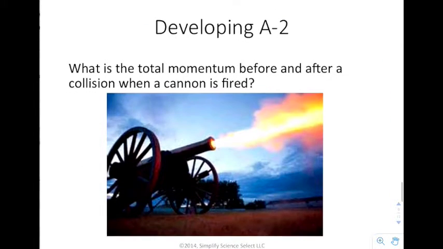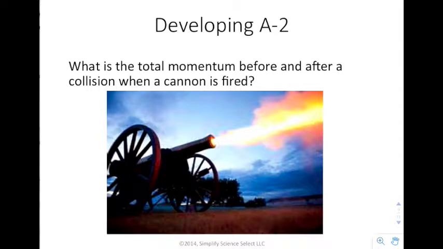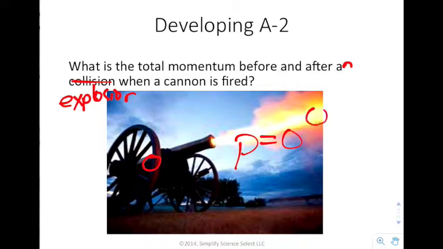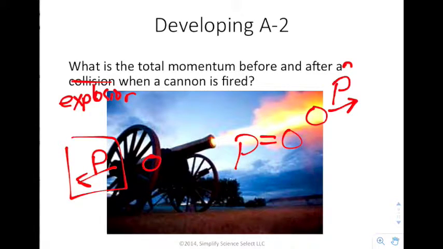So it says, what is the total momentum before and after a collision? It's actually an explosion when a cannon is fired. So whenever you see this right here, before a cannon is fired, it has a total momentum of 0. And the reason for that is the cannonball is actually at rest in the cannon, and the cannon's not moving. Now, whenever the cannonball is fired, you're giving it a positive velocity or a positive momentum, but the cannon actually moves backwards, and so it has a negative momentum. If you were to take these two momentums and combine them, the law of conservation of momentum says that they have to equal 0.